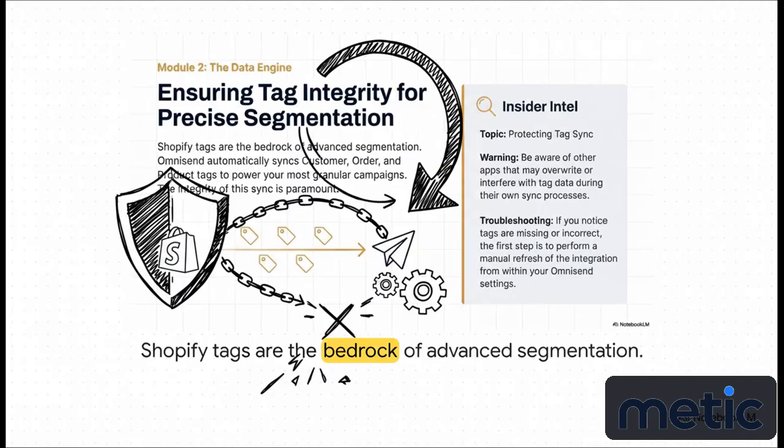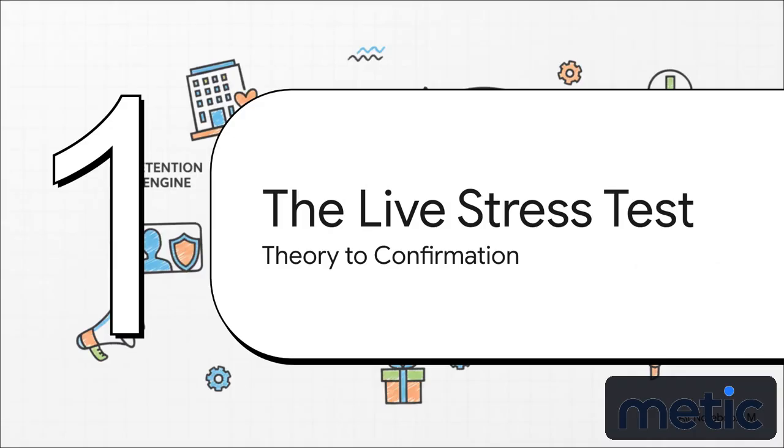Okay, let's talk about another core component, Shopify tags. The best way to think about tags is like smart labels that you can stick on customers based on what they do or what they buy. They flow right from Shopify into Omnisend, which lets you build these unbelievably specific campaigns. You have to protect this data flow, because if some other app starts messing with your tags, your targeting becomes completely useless. All right, the blueprint is assembled.